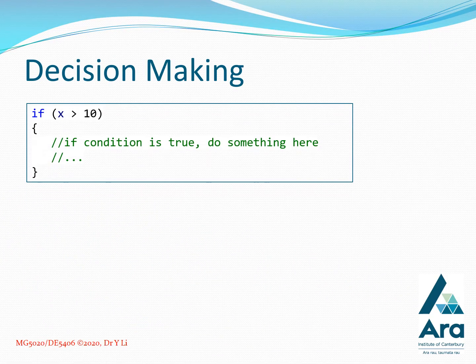In C, you can use an if statement to make a decision based on the condition given here. If the condition is true, this block of instructions will be executed. If not true, this block will be skipped. The condition can be a comparison, a logic expression, or a single variable. In C, the value 0 represents false, and non-zero is true.